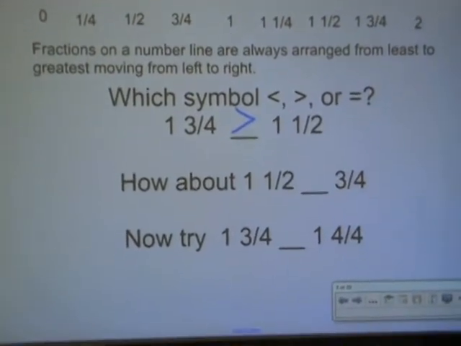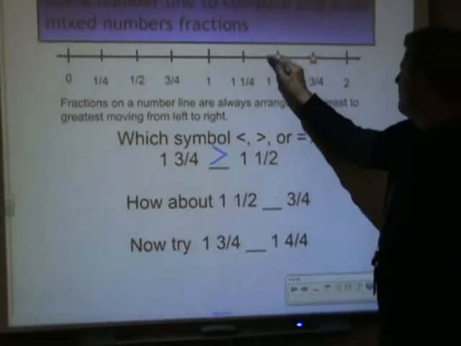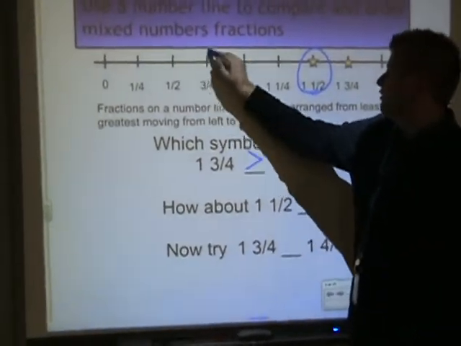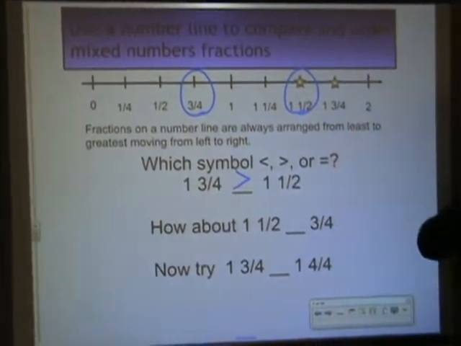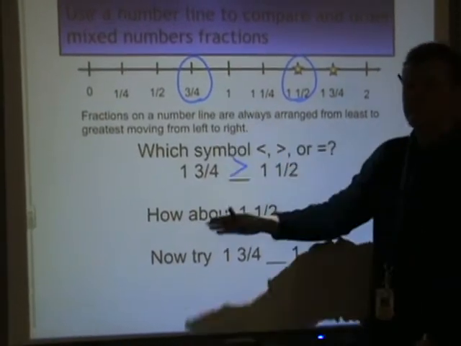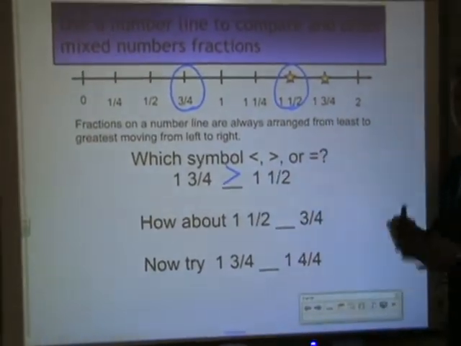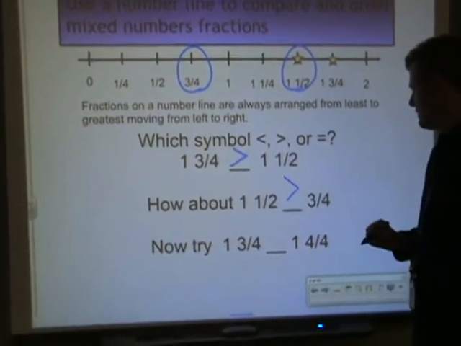What about 1 and 1/2 or just 3/4? Well, 1 and 1/2 is right here. 3/4 is right here. And so I know since 1 and 1/2 is farther on the number line to the right, it's closer to 2. 3/4 isn't even a whole yet. 1 and 1/2 is a whole and then half of another whole. So I know that 1 and 1/2 is larger.